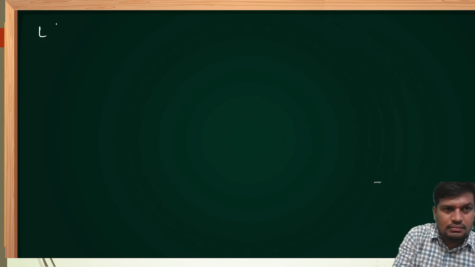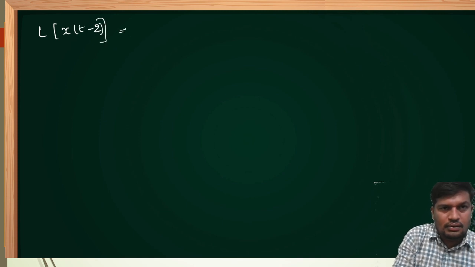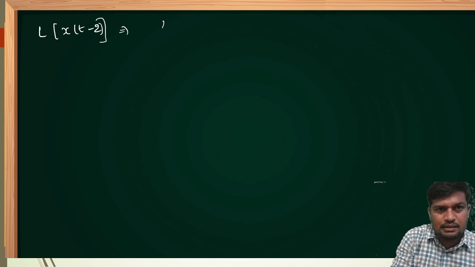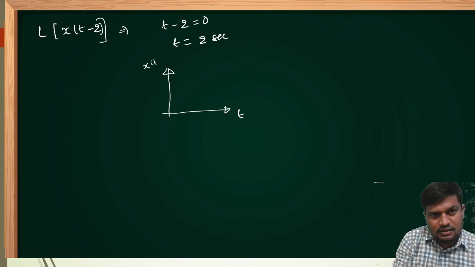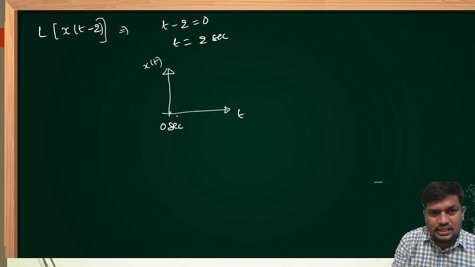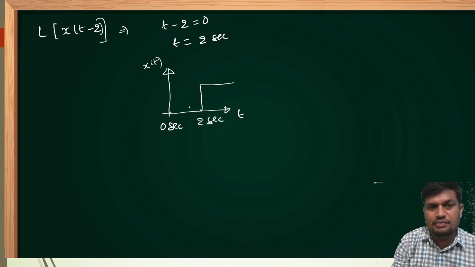Laplace of x of t minus 2. Before going to explain this, let me take t minus 2 equal to 0, so t is equal to 2 seconds. This is the time on the x-axis, and it is a signal x of t on the y-axis. Basically, it is 0 seconds, and 2 seconds will come to the right side of 0 seconds. Minus 2 seconds will come to the left side of 0 seconds. You know this. Now, the signal is starting from 2 seconds and then moving.